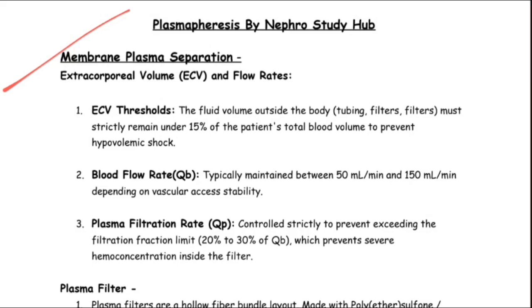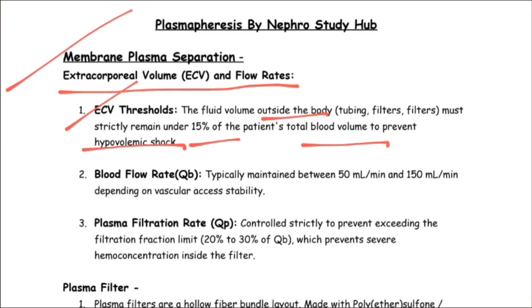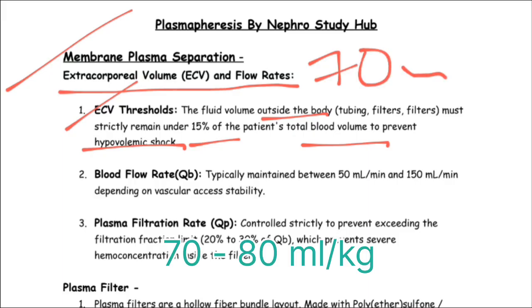Membrane plasma separation: extracorporeal volume and flow rates. In this part we are going to learn about the technical aspects of membrane plasma separation, by the nephrology department. So, the TCB threshold: fluid volume outside the body must strictly remain under 15% of the patient's total blood volume to prevent hypovolemic shock. In this line they are saying that a patient's blood volume, which we can measure by 70 ml per kg.